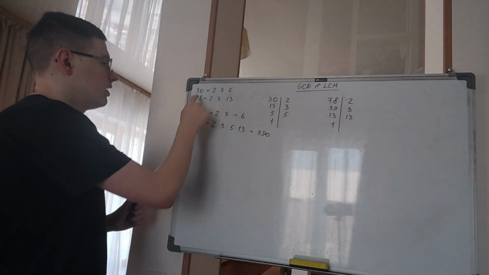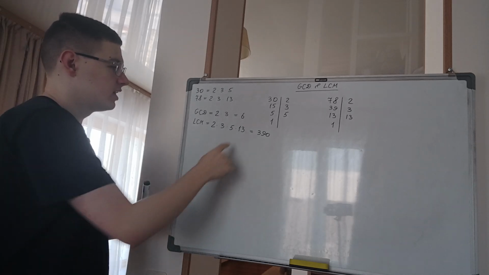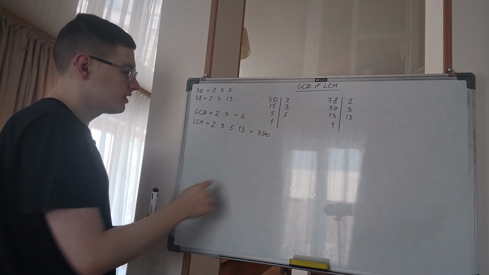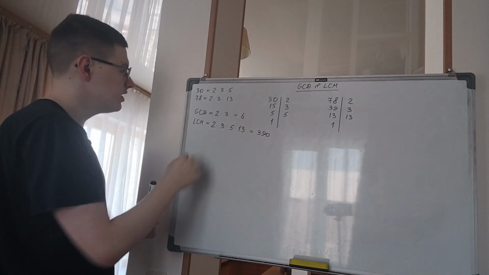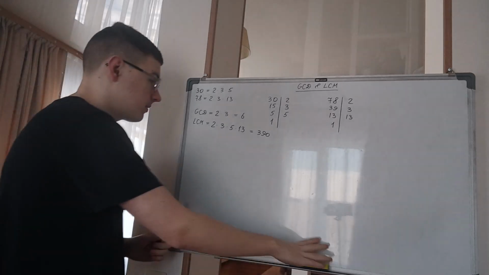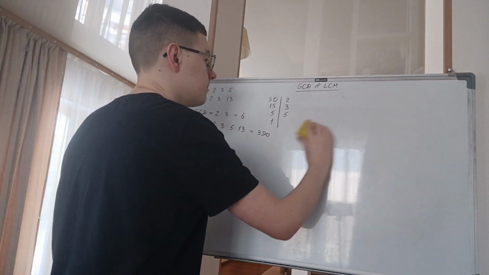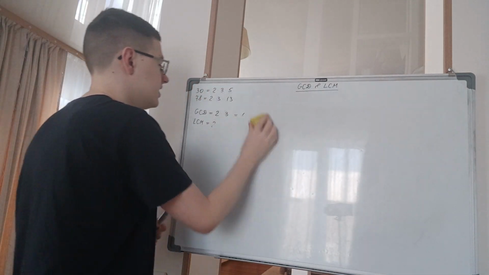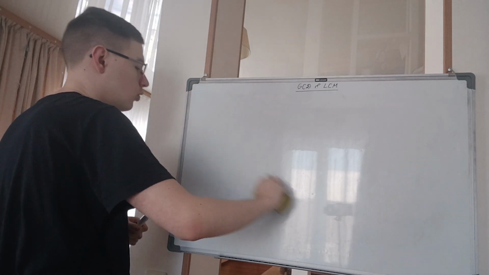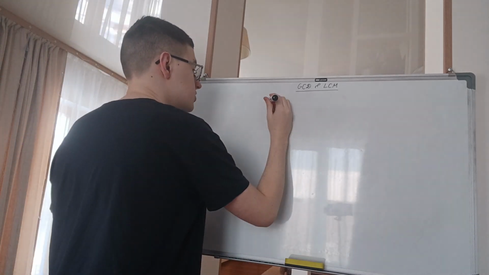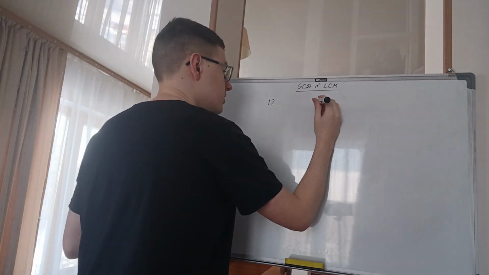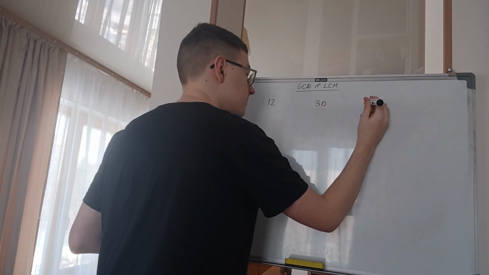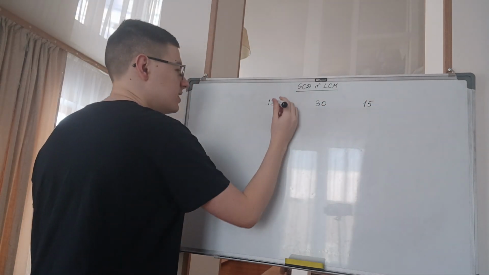So great. Each of these numbers can be divided by 6, and 390 can be divided by both these numbers. Great job, we found it out. So let's analyze an example with more than two numbers. For instance, we have such numbers as 12, 30, and 15.